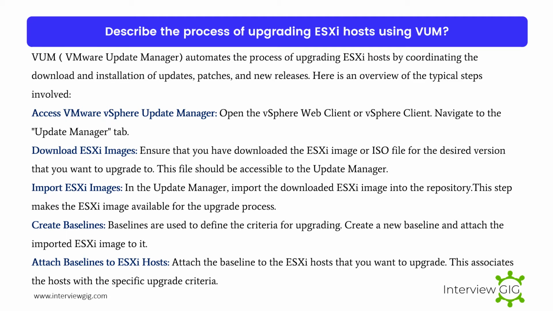Download ESXi images. Ensure that you have downloaded the ESXi image or ISO file for the desired version that you want to upgrade to. This file should be accessible to the Update Manager. Import ESXi images. In the Update Manager, import the downloaded ESXi image into the repository. This step makes the ESXi image available for the upgrade process.